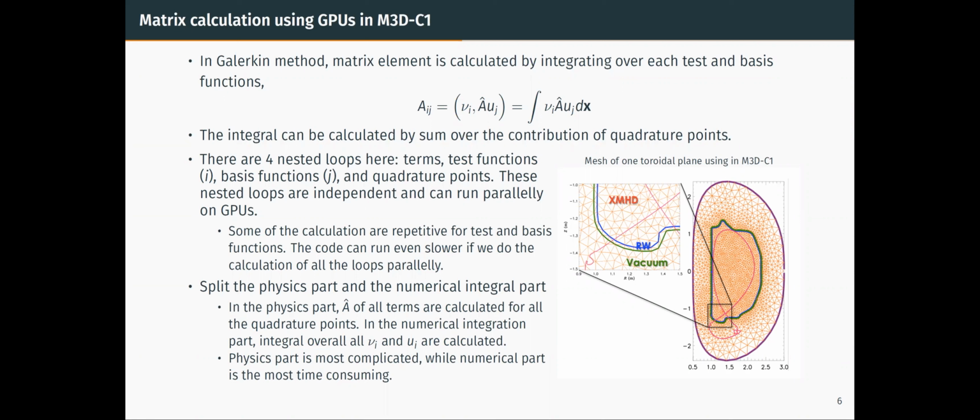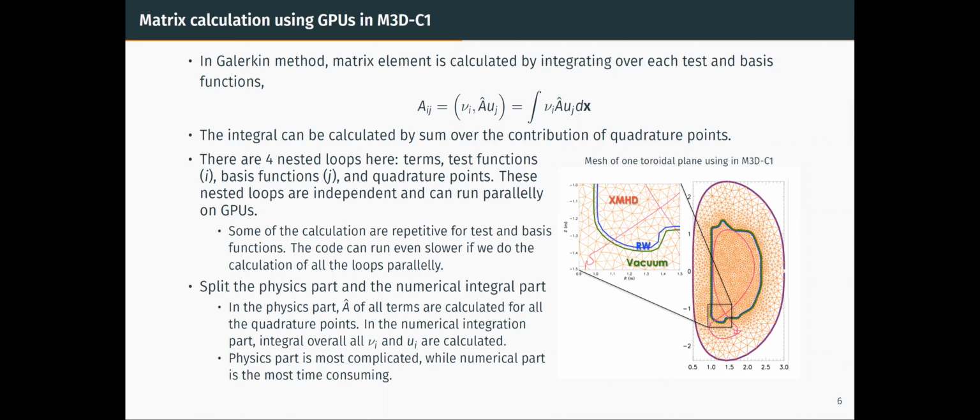One is for different terms in our equations. Here we only show the A term, but in principle we can have hundreds of terms in one equation. And then we have loops over test functions, basis functions, and quadrature points. And many of these calculations are independent, so they can run in parallel on GPUs.